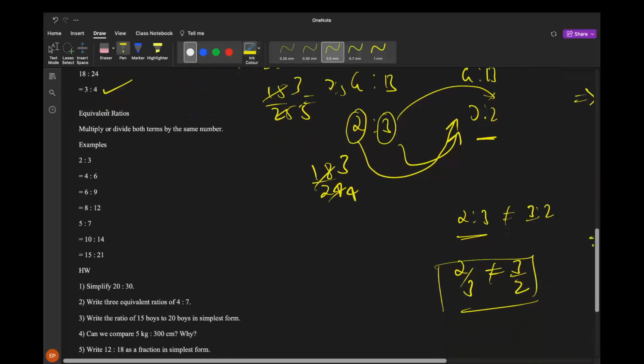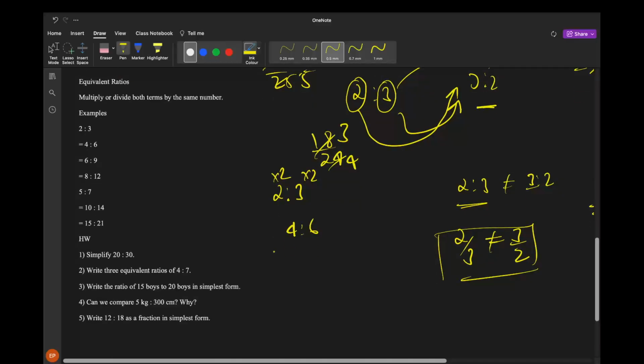Here see, 2 is to 3. Multiply both terms by the same number, 2, which becomes 4 is to 6. Previously we simplified, right? 4 by 6 can be written as 2 2s are 4, 2 3s are 6, which we wrote as 2 is to 3. So we are just going in reverse. 2 is to 3 can be written as 4 is to 6, 6 is to 9, 8 is to 12. Just multiplying by 2, 3, 4: 2 3s are 6, 3 3s are 9, 2 4s are 8, 3 4s are 12, like that.